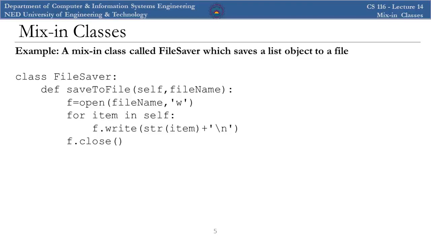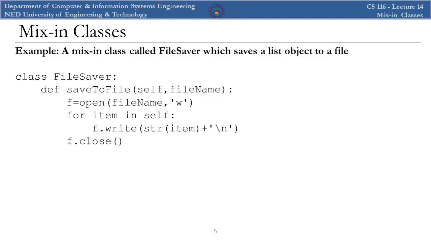So this is my mixin class, and this mixin class provides only one method, and that method simply writes the list type object on which this method will be called, which I'll show you shortly how, into a file having that file name, right?